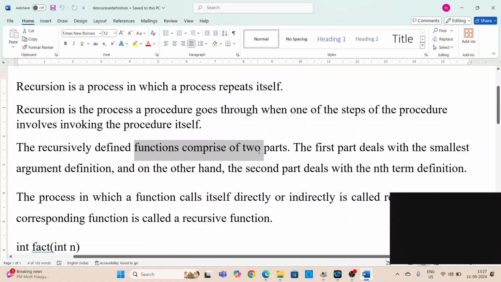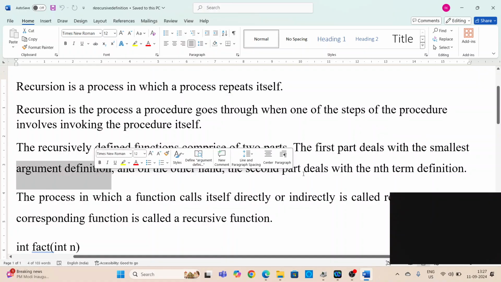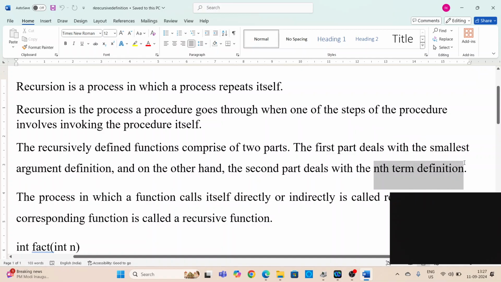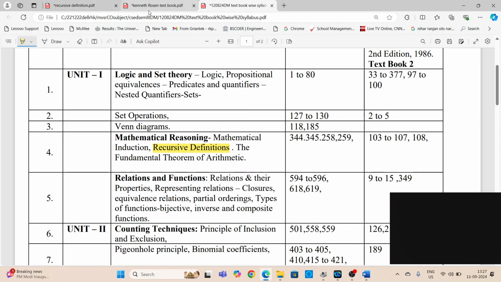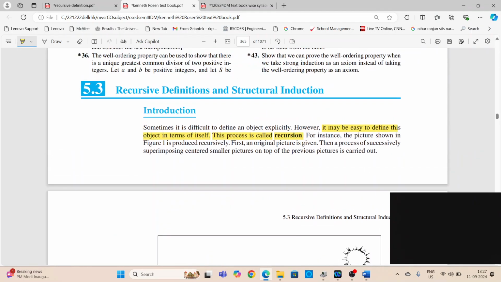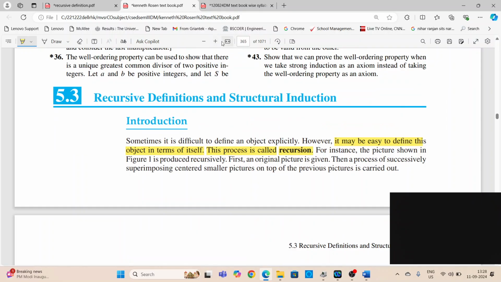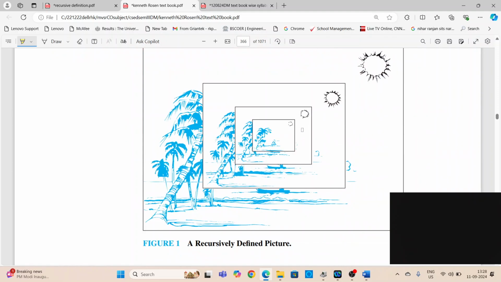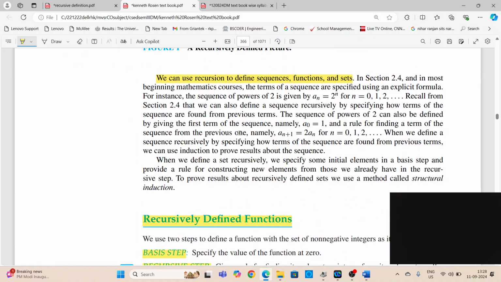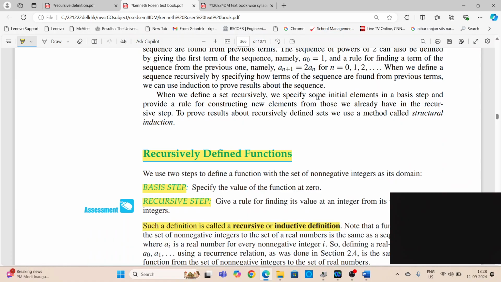So this recursive function has two parts. There will be a smallest argument definition, and the second part will be the nth term definition. So why we use recursion is sometimes it is difficult to define an object explicitly. So it may be easy to define this object in terms of itself. Usually recursion is used to define sequences, functions, sets.